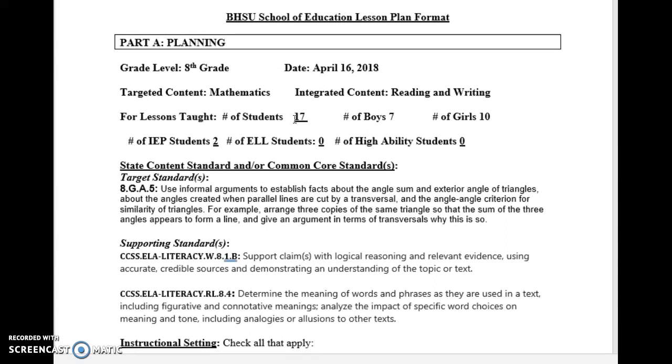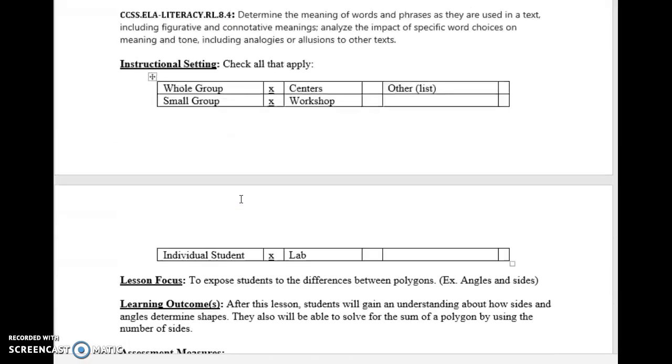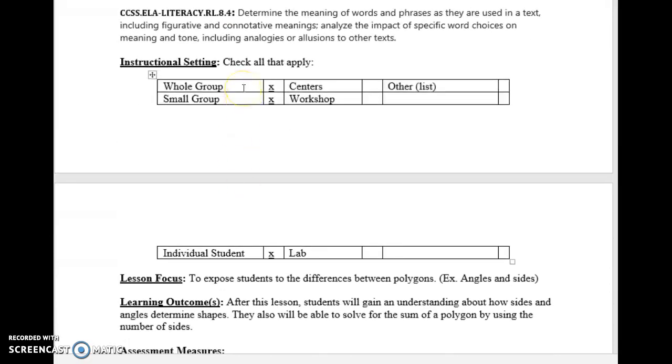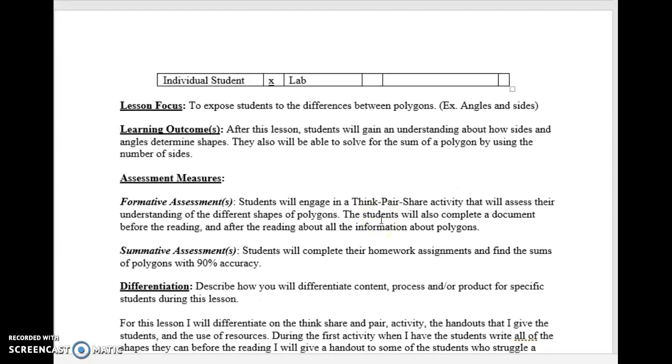So I have 17 students, 7 of them being boys, 10 girls, 2 of them are on the IEPs. So again, I have my standards and everything. For my plan here, I want to do some whole group, some small group, and some individual student work. So I have a few different approaches because a lot of my students differ based on how they work best. So my focus here is to expose students to the differences between polygons again.